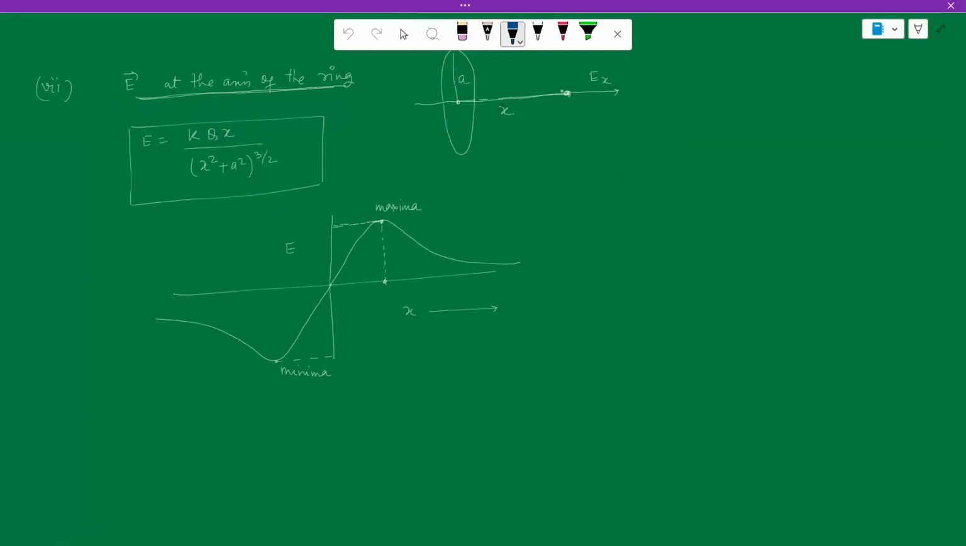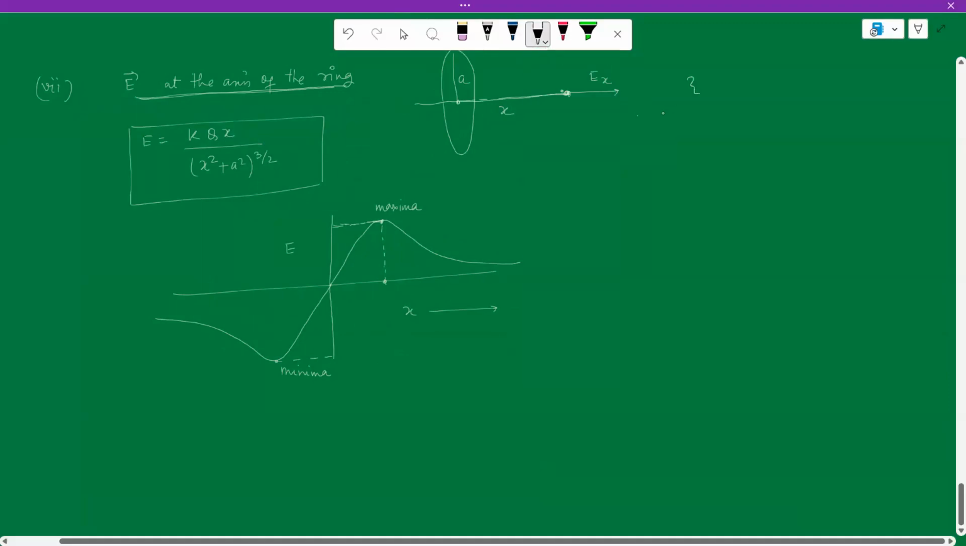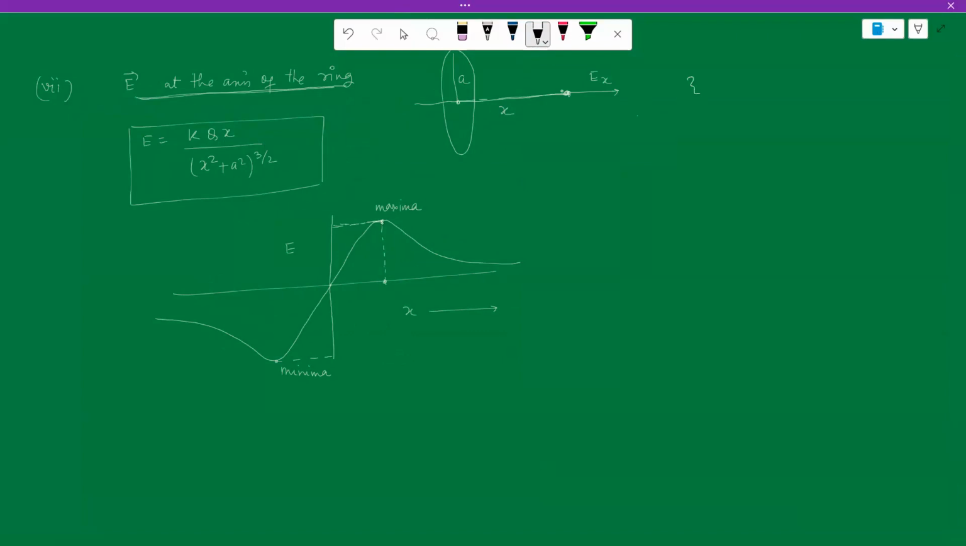We wanted to find out what is this point. What is the x where the electric field is maximum or minimum, right? So this is the point that we want to find. And we can also find out the maximum electric field and the minimum electric field, right?